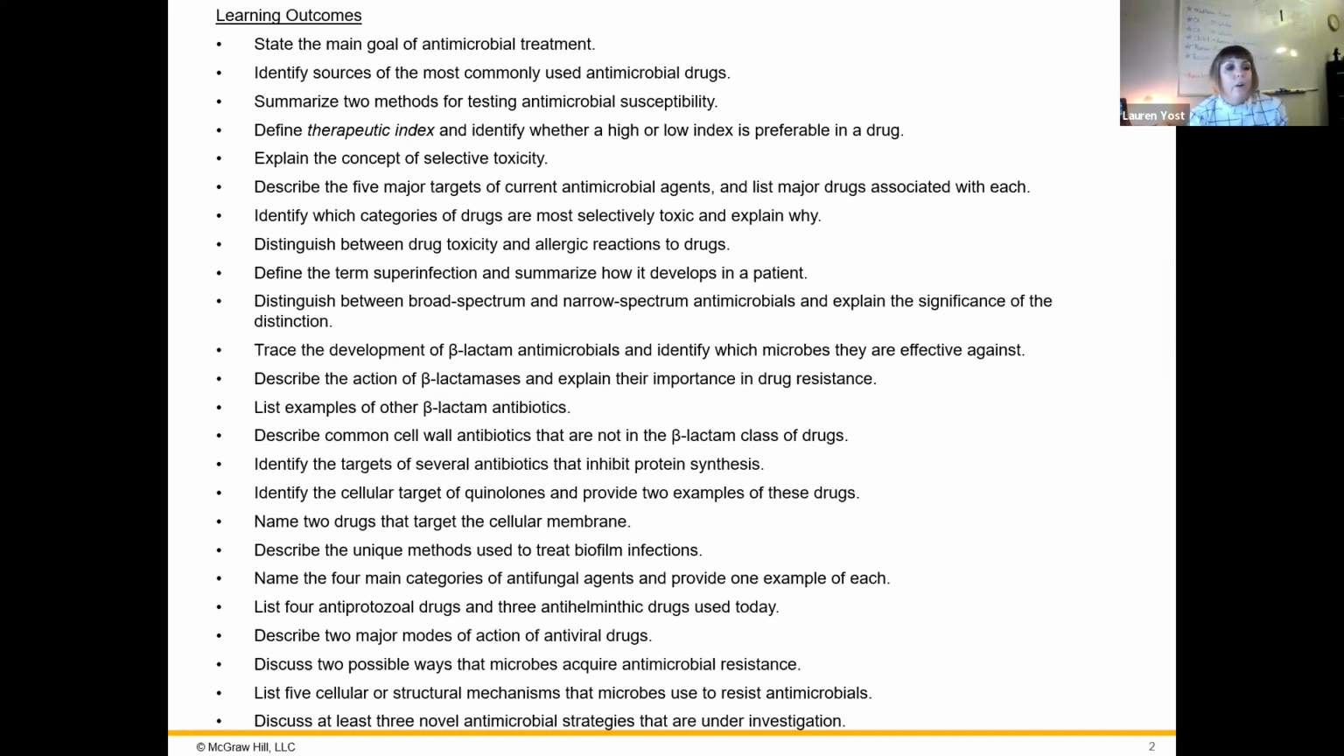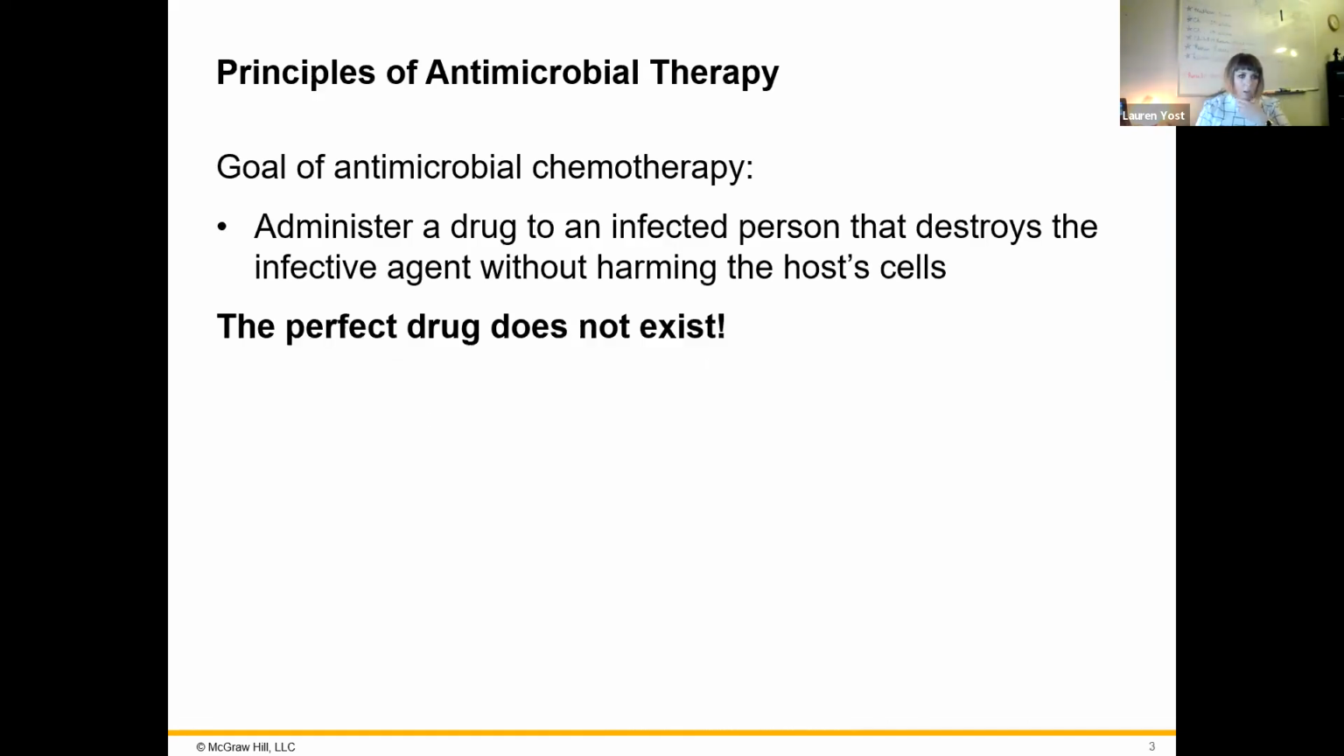Here are our learning outcomes for this chapter. It looks like there's a lot more, but I think it's just more words involved, but it might be more. But this is the stuff you should be able to answer. And if you guys want to come back and test yourself over this stuff afterwards, I would recommend that.